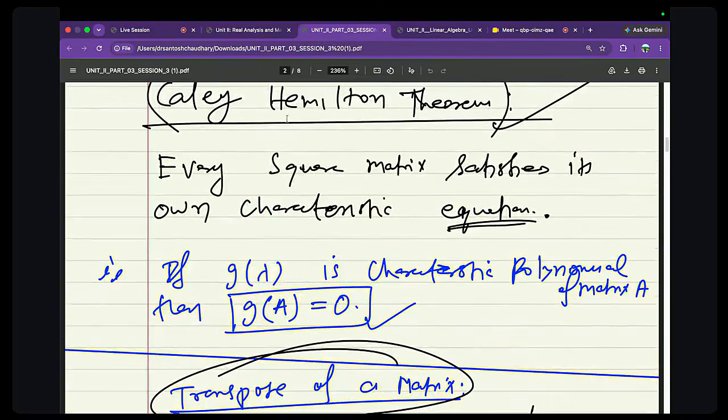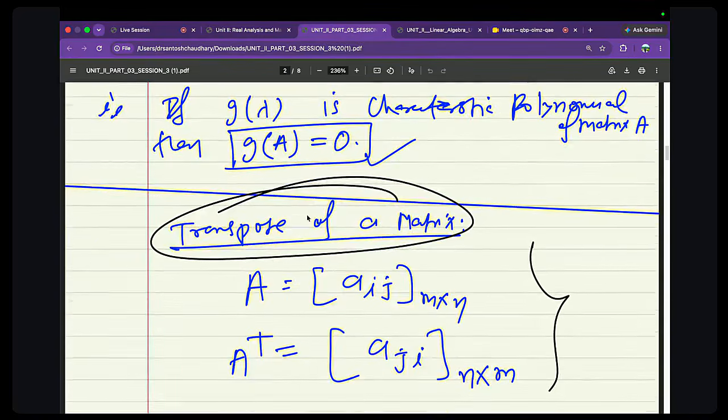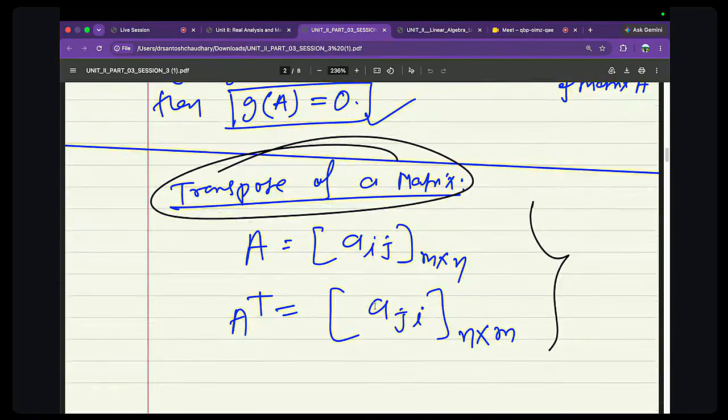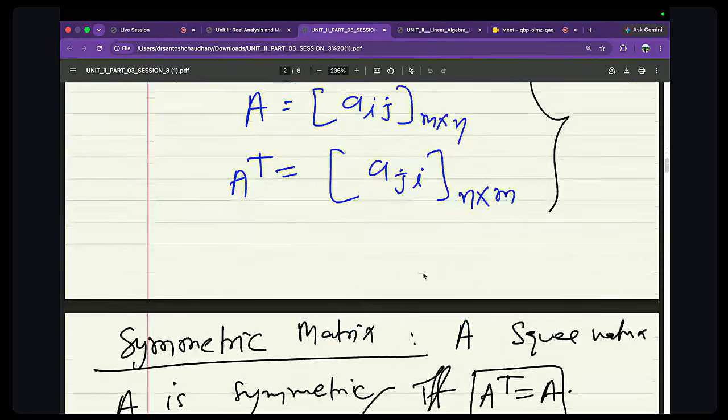And this was the Cayley-Hamilton theorem. Every square matrix satisfies its own characteristic equation. So if g(lambda) is the characteristic polynomial of matrix A, then g(A) is 0. Transpose: if A is an m cross n matrix, then A transpose will be n cross m. So the order will be reversed and the element in the ijth position will move to the jith position.